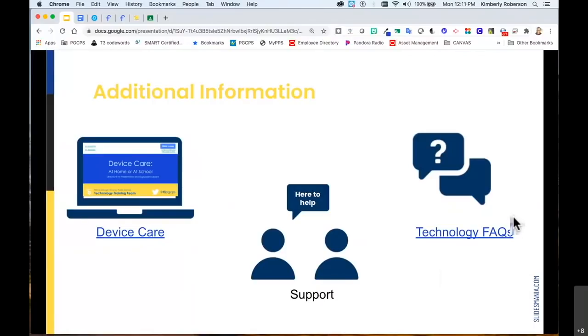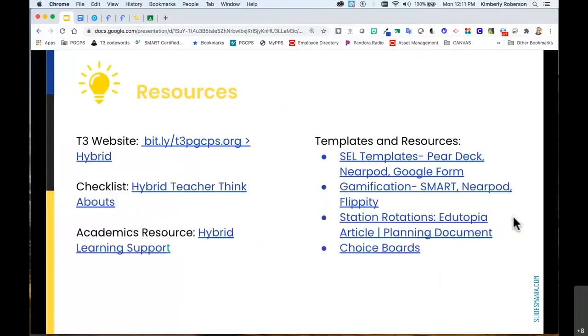Also remember that there are always people to support you during this time. Talk to your engagement and technology lead or your professional development lead for ideas on using technology to support hybrid. For additional ideas, you can always look on our website or contact your T3 representative. This page displays all the resources referenced within our presentation and the templates that you can use with your students.